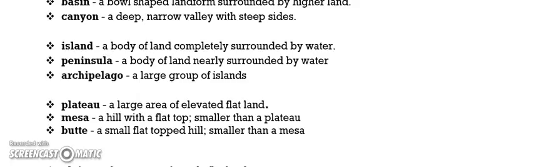A mesa, and if you're a Spanish speaker, you know that mesa is actually a Spanish word for table, is basically like a plateau, it's just not as big. So it's a big rock formation. It's pretty high. It's flat on top, but it's not big enough to be a plateau.